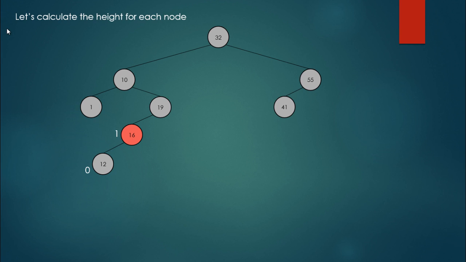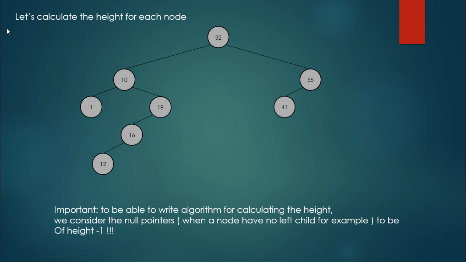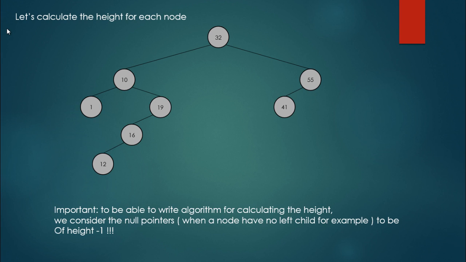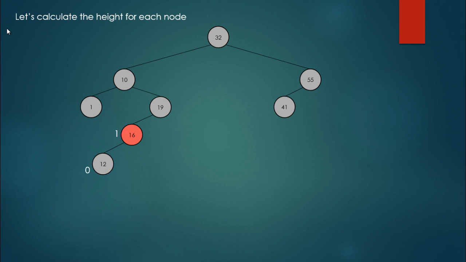And if we recall how to calculate the height, we have to consider the height of the left child and the height of the right child. We get the maximum out of it and increment it by 1, and that's why it's going to be 1.